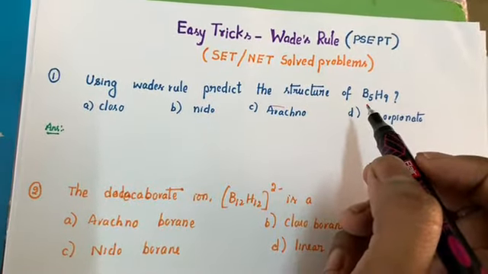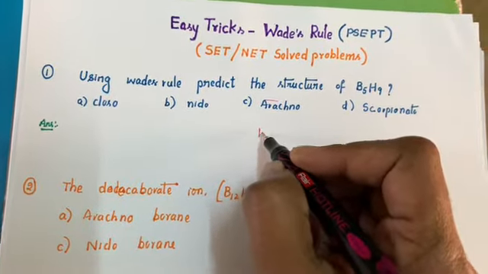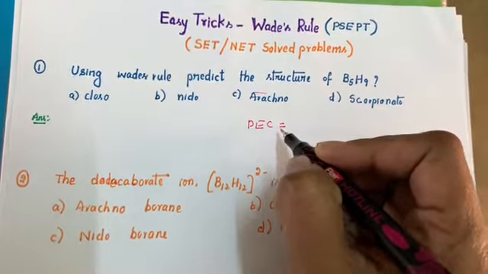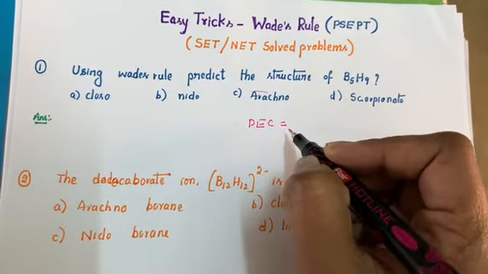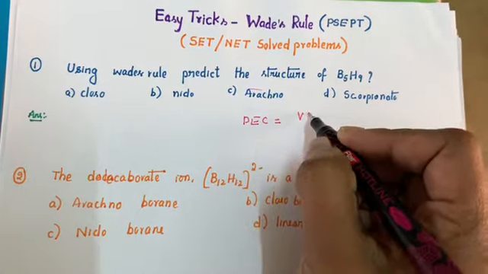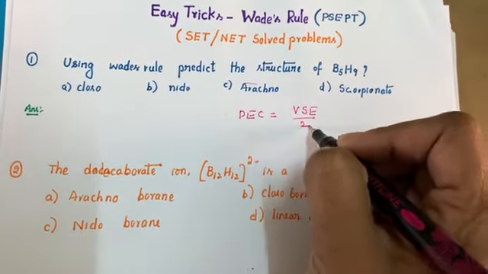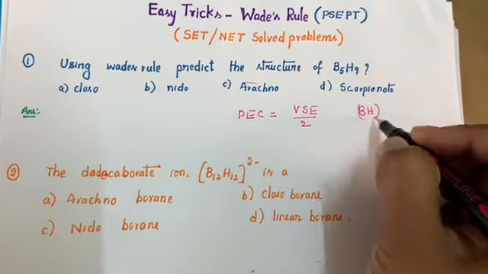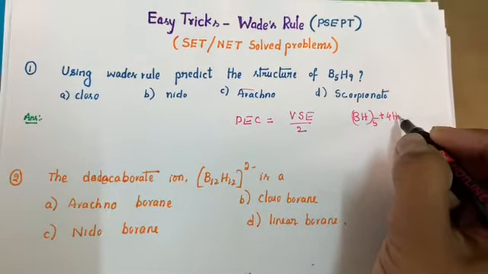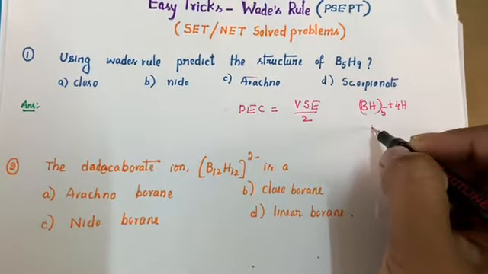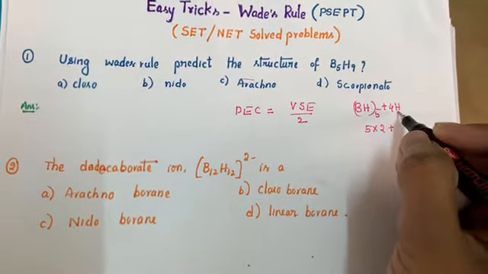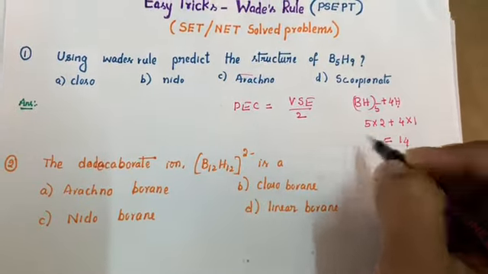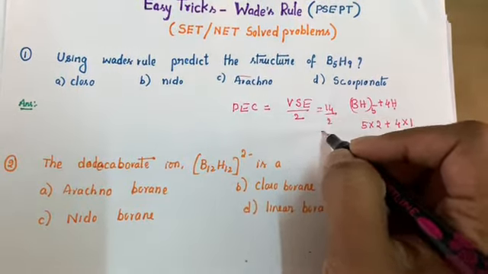Here, if you see B5H9, the first thing we have to do is the PEC calculation. What is meant by PEC here? PEC means polyhedral electron count. You can calculate PEC by using the formula: valence shell electrons upon 2. If you consider B5H9, it has a total of 5 BH fragments and 4 extra hydrogens. We know each BH fragment contributes 2 electrons. So 5 multiplied by 2, plus each hydrogen contributes 1 electron, so 4 multiplied by 1. So the total becomes 14. So 14 upon 2, the value is 7.